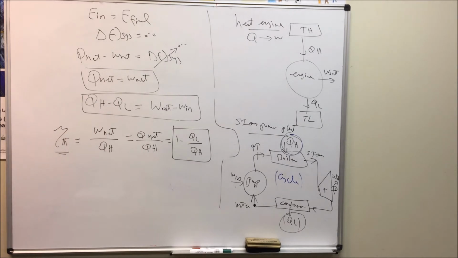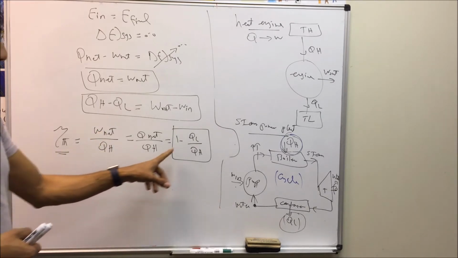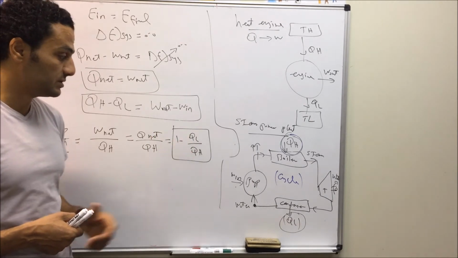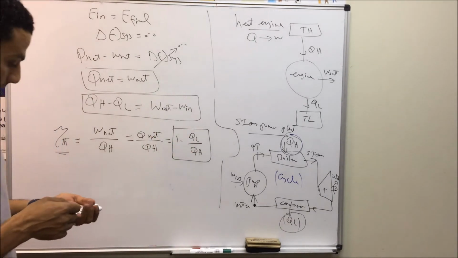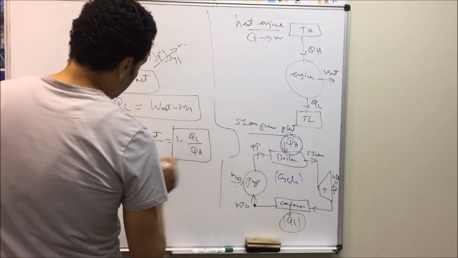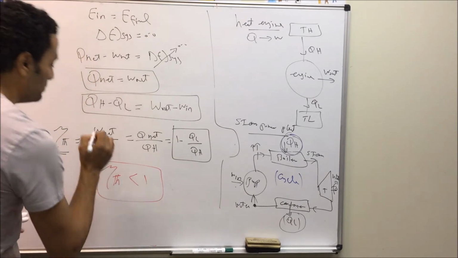So for any heat engine working on a cycle, the thermal efficiency is equal to work net divided by Q high, and it is the same as Q net over Q high, and it should equal 1 minus Q low divided by Q high. And actually for any heat engine, the thermal efficiency should be less than 1.